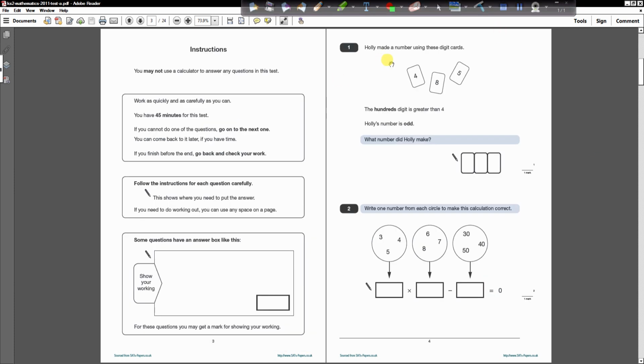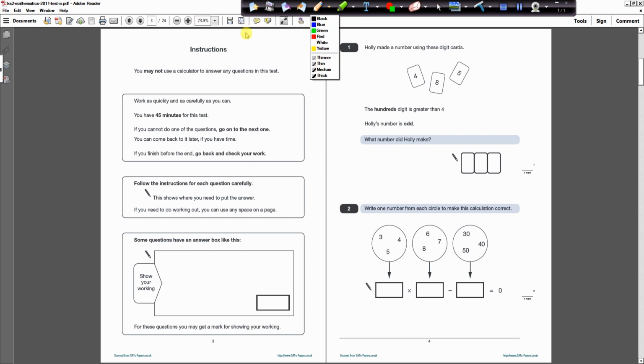Question number 1. Holly made a number using these digit cards. No shouting out, please, folks. This is not a shouting, screaming session. We're not in a zoo.